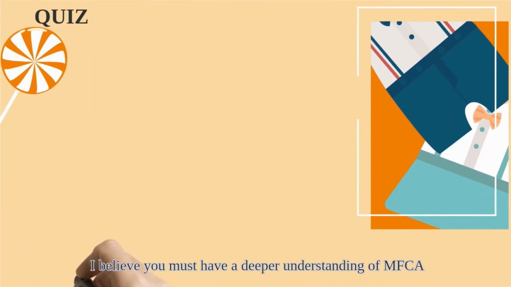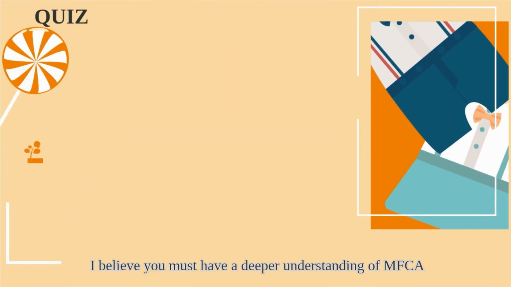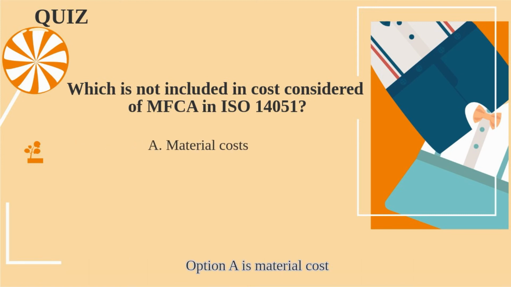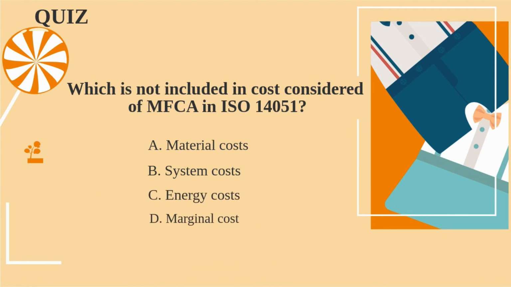Through this video, I believe you must have a deeper understanding of MFCA. Next, we can review the above contents with a simple quiz. The title of the quiz is: which is not included in cost considered of MFCA in ISO 14051? Option A is material costs, option B is system costs, option C is energy costs, option D is marginal costs.